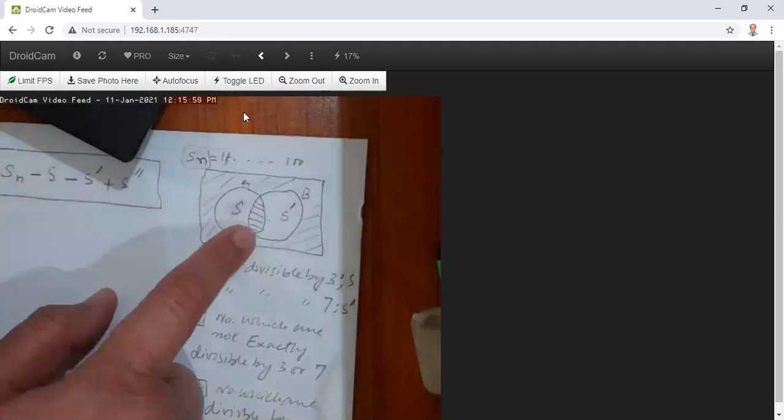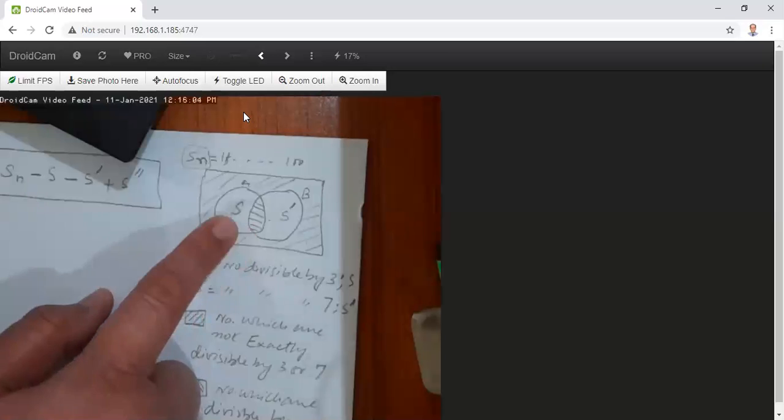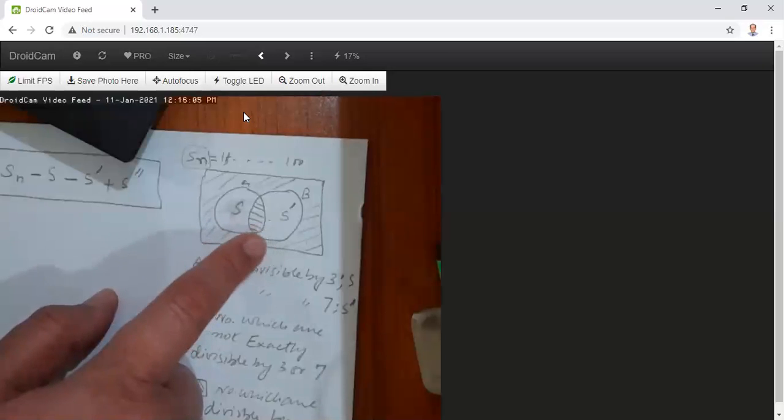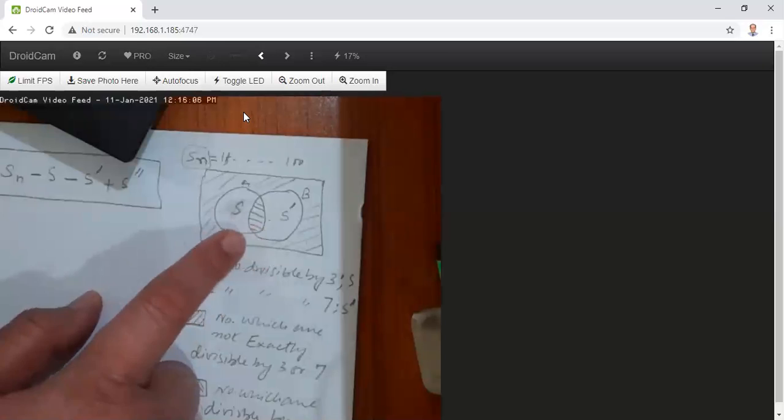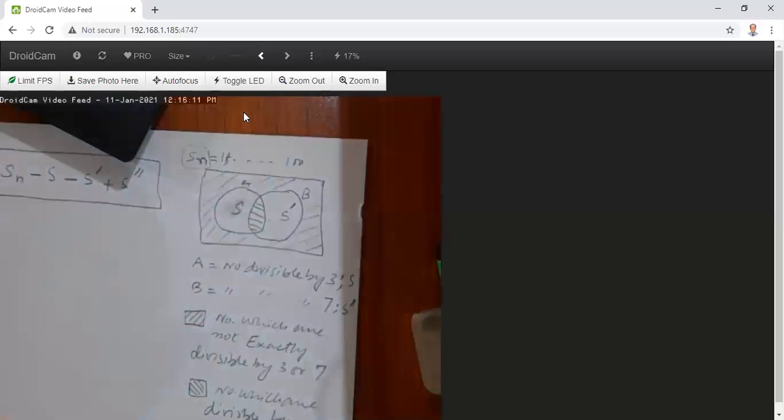So they are obviously the numbers which are exactly divisible by 7 and 3. They are in fact the LCM of 7 and 3, and they are 21, 42, and so on. They again form an AP. Okay, that's the table of 21.